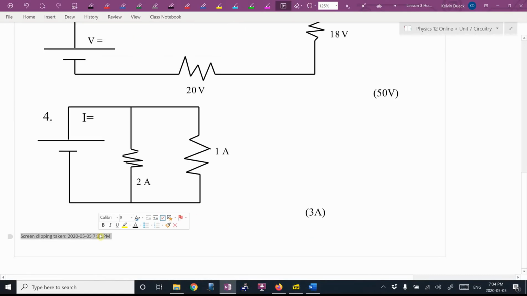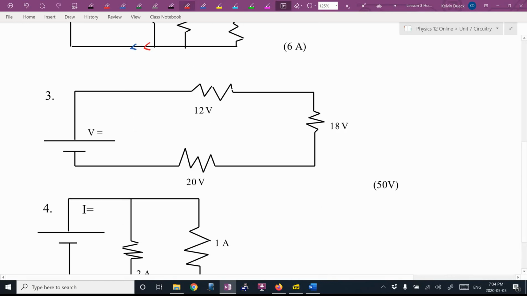Number three, label downhill, downhill, downhill, downhill. Here, they didn't tell me how many volts we're starting with, but I know that I lost 12 volts going through that resistor, 18 volts going through there, 20 volts going through there, and this is all one continuous ski run. So the only way that I can lose that many volts is if I started with that many volts. So 12 plus 18 is 30 plus 20. This has to have been a 50 volt voltage source.